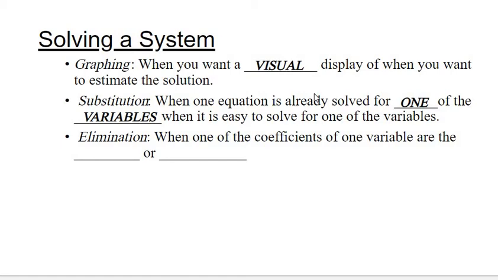Elimination, when can I use it? When the coefficients of one variable are the same or opposites. Now, when both equations are written in standard form, the best method of solving a linear system will be elimination. Okay, standard form, ax plus by equals c.